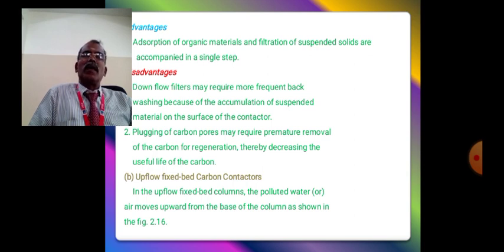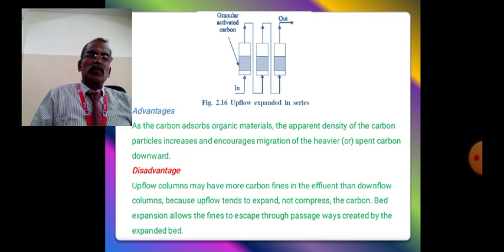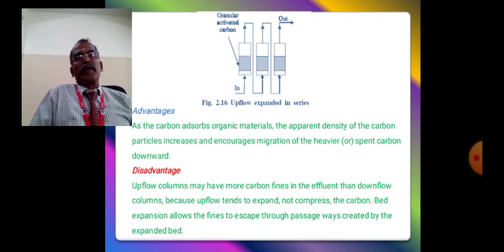Next type, the upflow fixed bed carbon contactor. In the upflow method, the polluted water is moved upward from the base of the column. Let me see the diagram. The inlet is provided at the bottom of the carbon column, they are arranged in series, and the outlet is arranged at the top of the column.